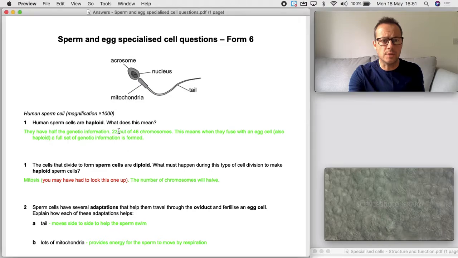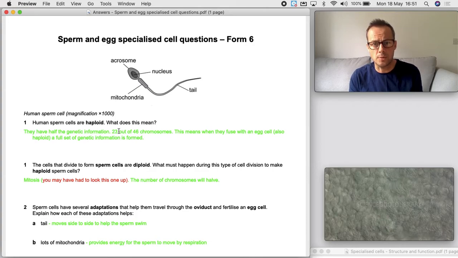It states here that sperm cells are haploid, and what does this mean? Now, you might have had to look this up. We did talk through it, and it is mentioned on the slides, but if a cell is haploid, the hap means half, so something about it is not complete. It only has half a set of something.